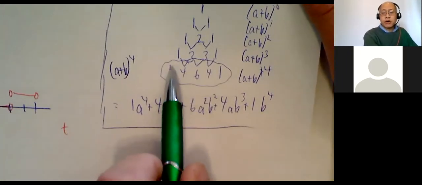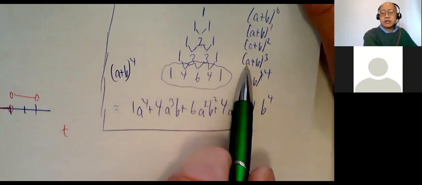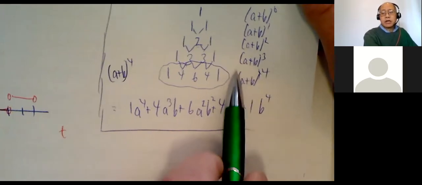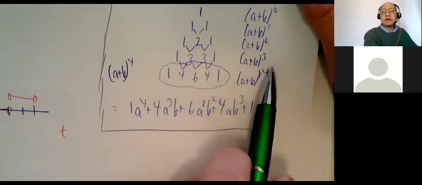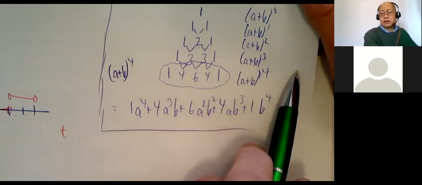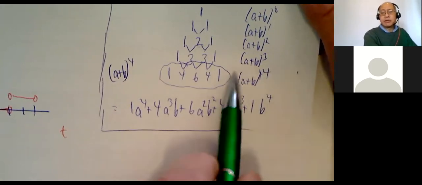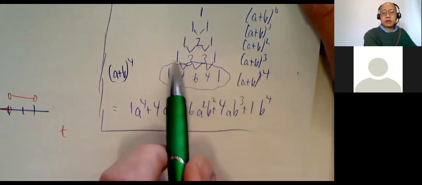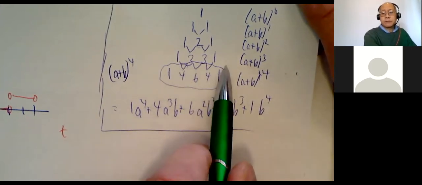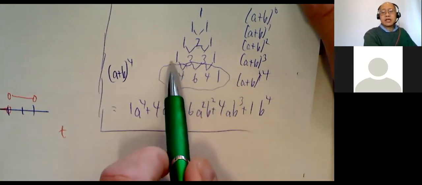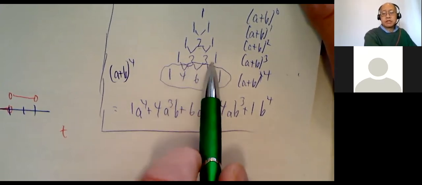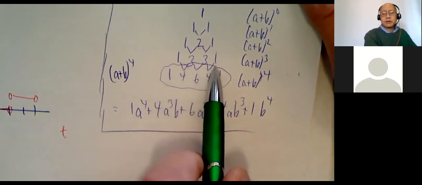For 1, 3, 3, 1, that's the coefficients of a plus b cubed. So for a plus b cubed, you would go a cubed, a squared, a, and then a to the 0, which means you don't write it. And then b to the 0, which means you don't write it. B to the 1, 2, 3. And the coefficients are 1, 3, 3, 1. Okay, so that would be a cubed plus 3a squared b plus 3ab squared plus b cubed. You don't have to write that down if you don't want to.